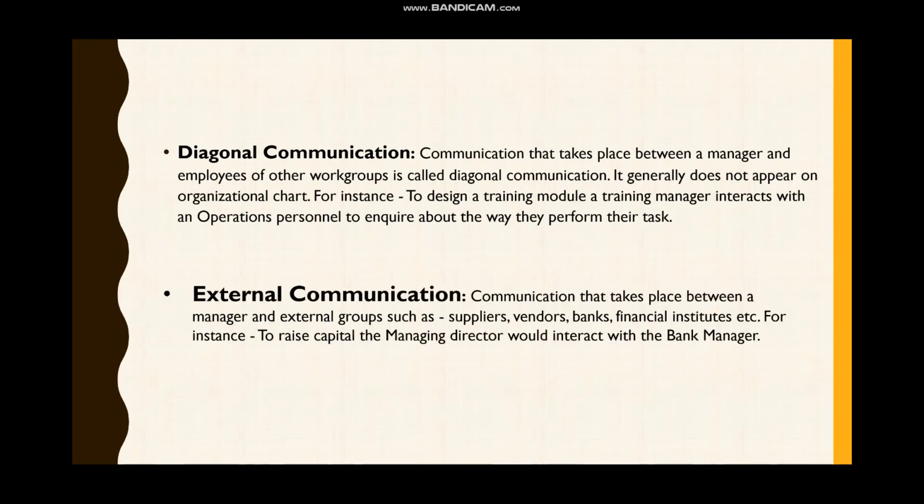Now, the last one is external communication. External communication, as the name suggests, is the communication that takes place between an individual from one group to an individual of the other group. For example, the communication between a manager and an external group such as suppliers, vendors, financial institutes, etc.